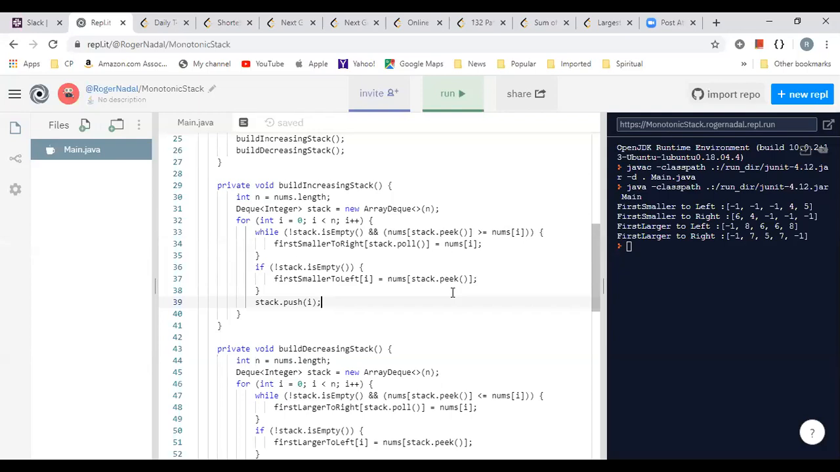On example 3, the first larger to the left, it has 8, 6. Is that index or is it a value? It's the value, when I'm printing out the value.